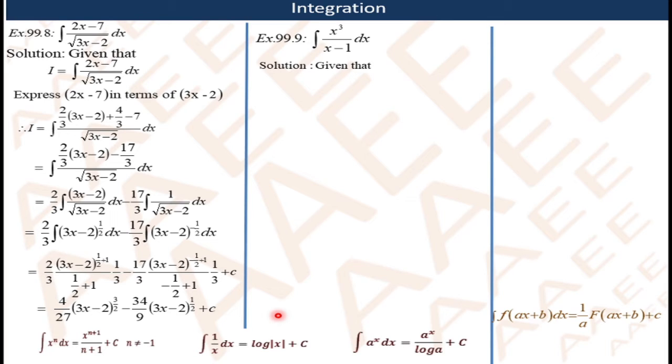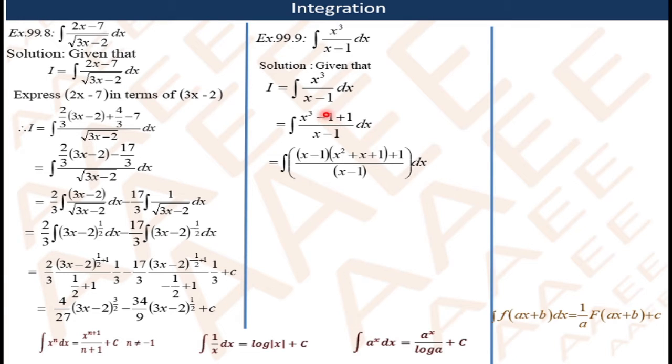So given that I is equal to integration x cube upon x minus 1 dx, and in the numerator there is x cube, and you know very well x cube minus 1 is x minus 1 into x square plus x plus 1. Using this identity you can split it and simplify it, and for that let us subtract 1 and add 1. So this will be integration x cube minus 1 plus 1 upon x minus 1 dx.